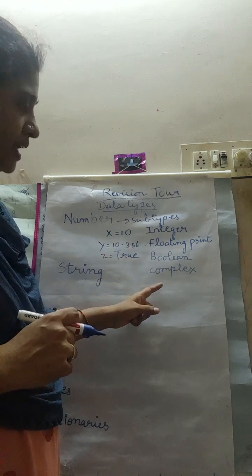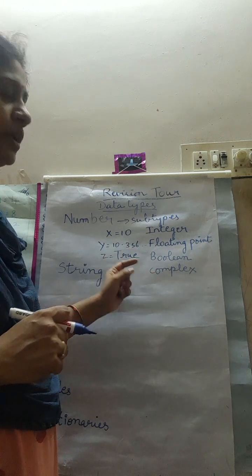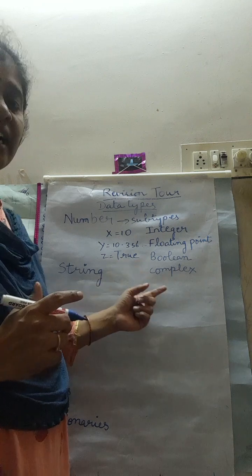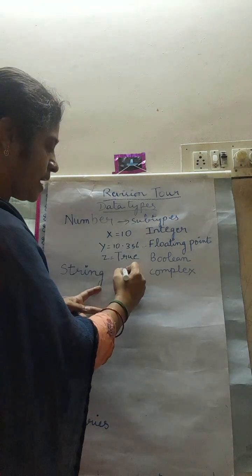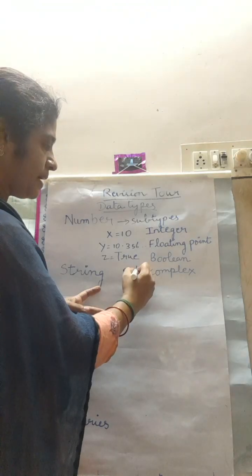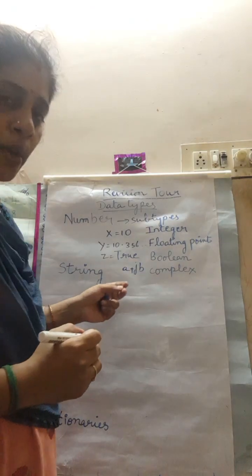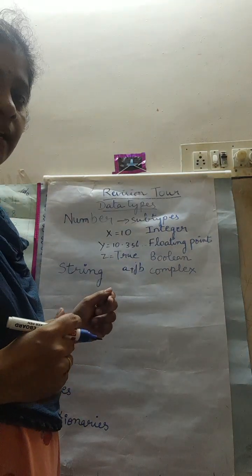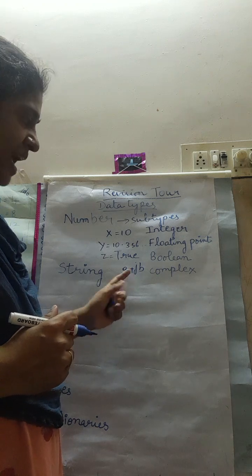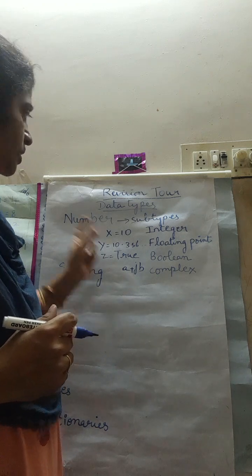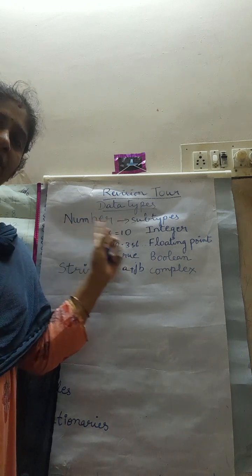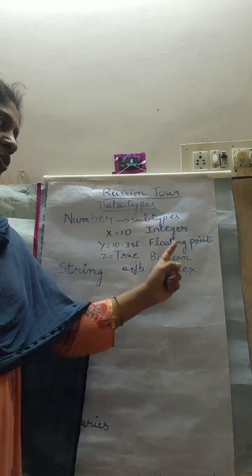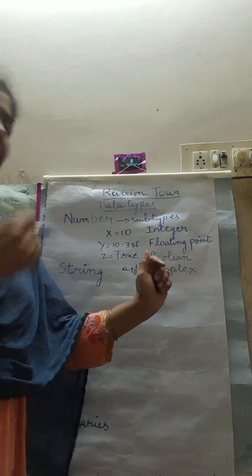Now, you know what complex numbers are very well. Complex numbers are those numbers which are in the form a plus jb, where a and b are real numbers and j is an imaginary number. So this is about number data types which are supported by Python: integer, floating point, boolean and complex.